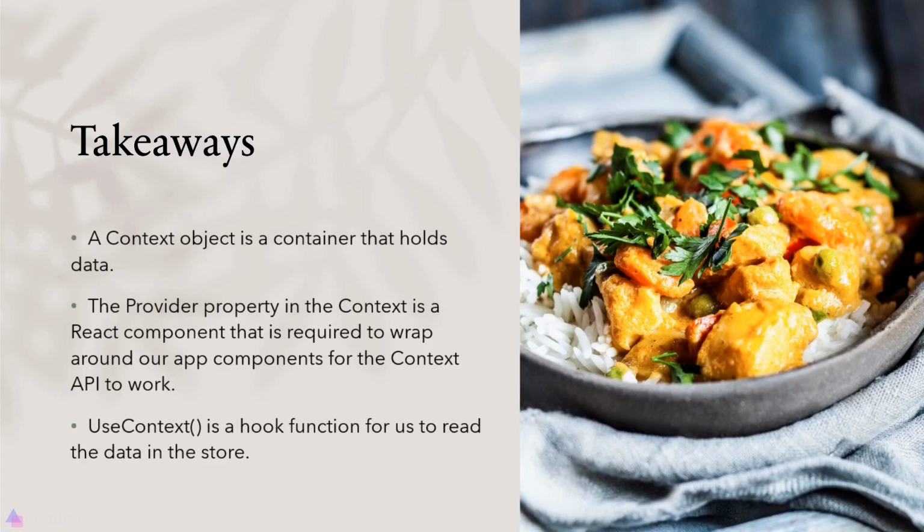Key takeaways for this lesson. A context object is a container that holds data. The provider property in a context object is a React component that is required to wrap around our app components for the context API to work. If we do not use the provider property, then the context API will simply refuse to work. The useContext hook function allows us to read data from the store. That's it for now, and I'll see you again in the next video.